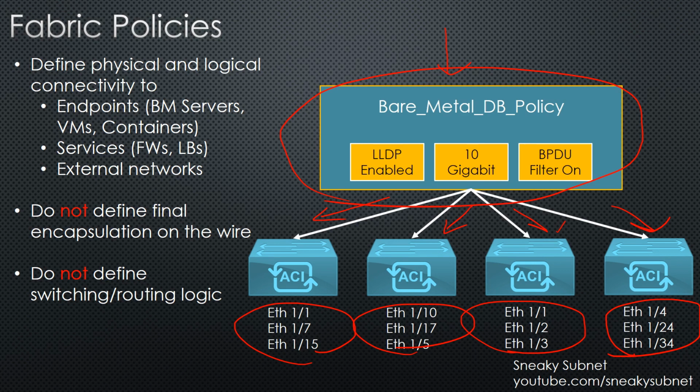Fabric policies define most of the physical and logical connectivity parameters used when you connect endpoints, services, or external networks. Although there are many configuration settings in this section, fabric policies do not define final encapsulation on the wire. It means that they do not define which .1q tag your leaf switch will put inside the Ethernet header before sending it to your hypervisor, for example. And they do not define switching or routing logic. For example, they do not define OSPF or BGP route peering to your external networks. Those parameters and protocols are configured under tenant policies, which I will explain on the next slide.